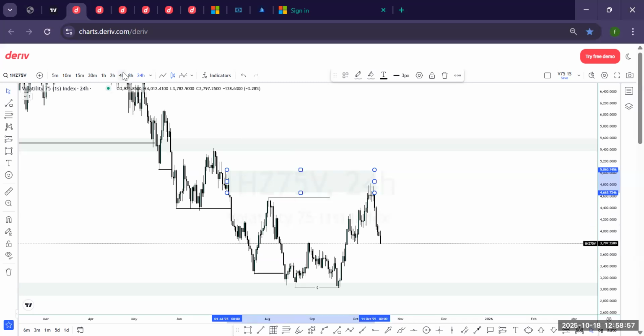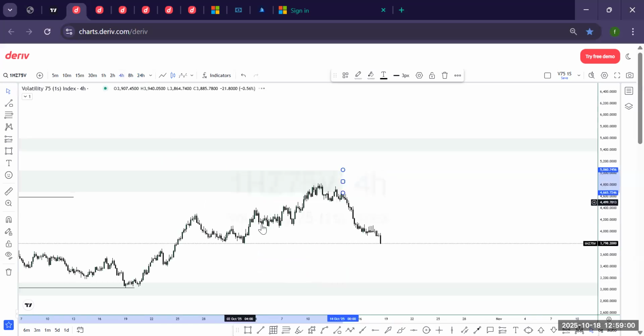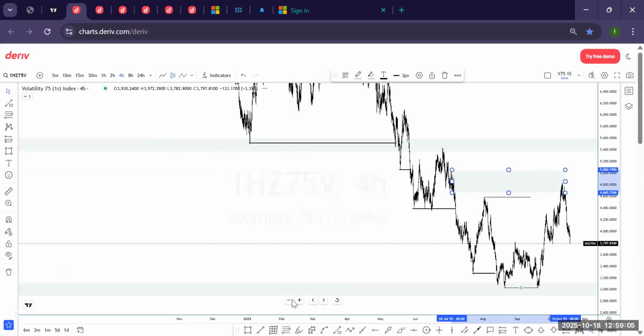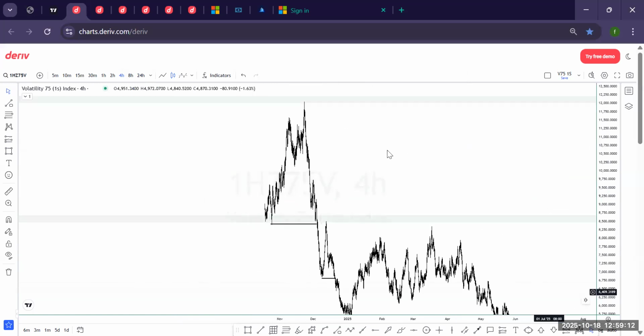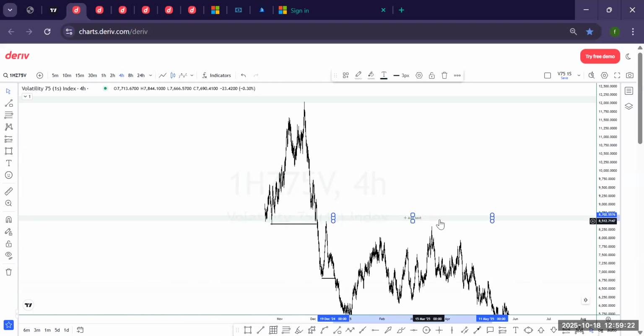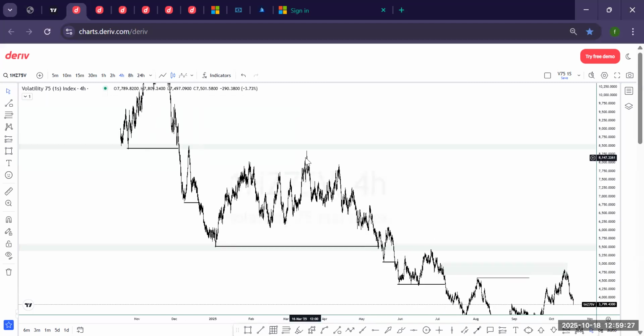So let's go to the 4 hour time frame. On the 4 hour time frame, let me zoom everything very well. I want to identify my line of sensitivity and refine it. This is where I'm taking my direction from.